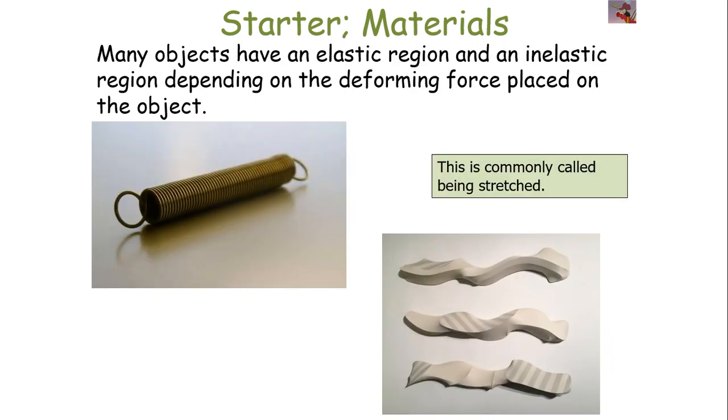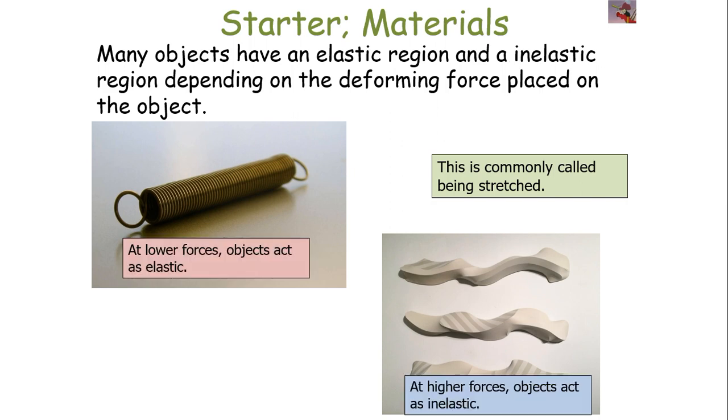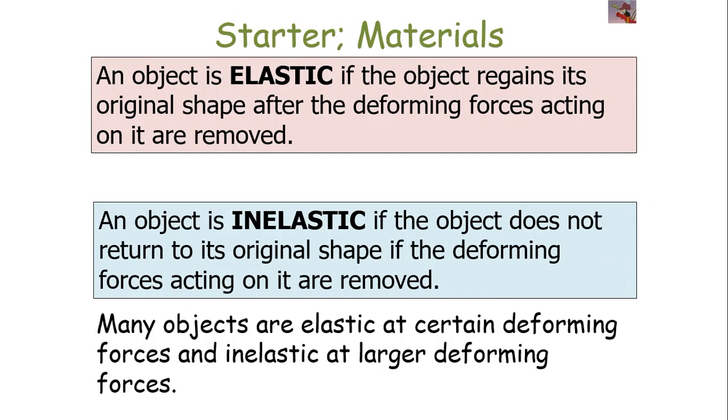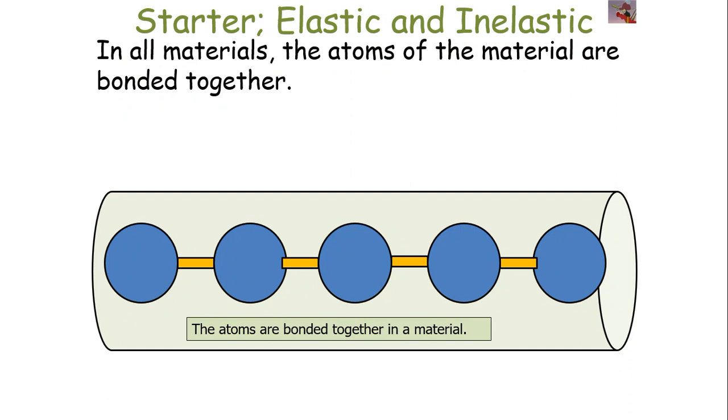Now, many objects will have an elastic and inelastic region depending on the deforming forces placed upon it and its size. So at lower forces, the object will act elastically, but at higher forces, the object acts inelastically. An object is elastic if it regains its original shape after the deforming forces are removed. An object is inelastic if it doesn't return to its original shape after the deforming forces are removed. Many objects are elastic at certain deforming forces, but then inelastic at larger deforming forces.